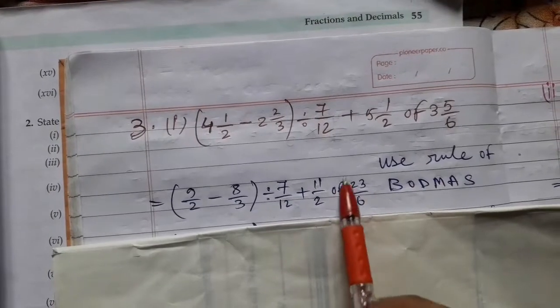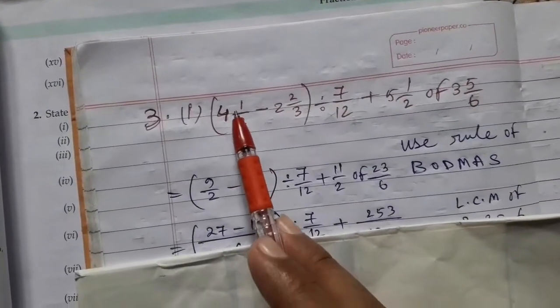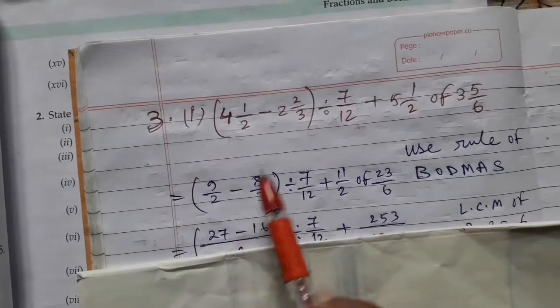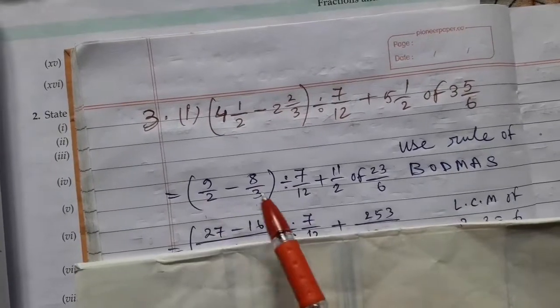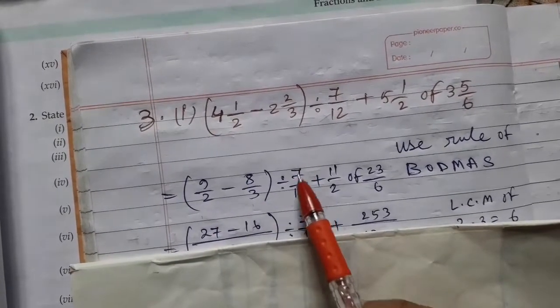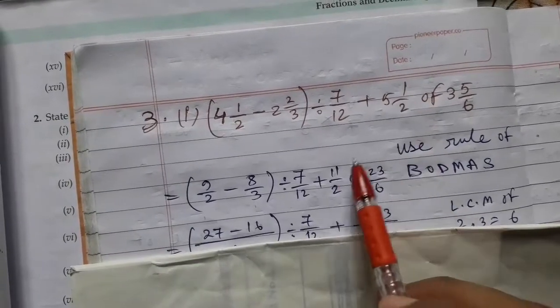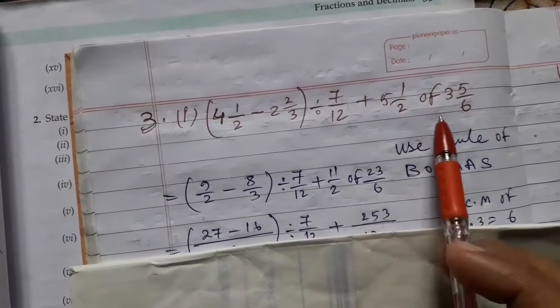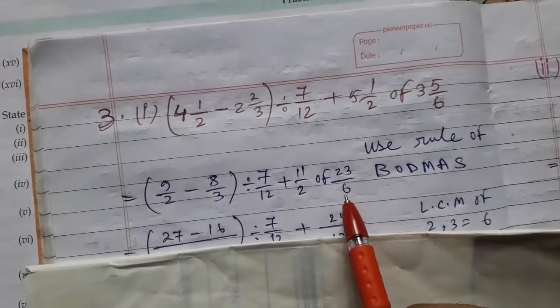Second, work. Clear? 4 twos are 8, 8 plus 1 is 9, 9 by 2, 3 twos are 6, 6 plus 2 is 8, 8 by 3, bracket close, divide 7 by 12 plus 5 twos are 10, 10 plus 1 is 11, 11 by 2 of 3 sixes are 18, 18 plus 5 is 23 by 6.